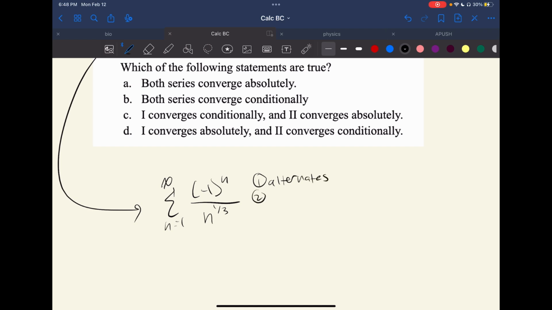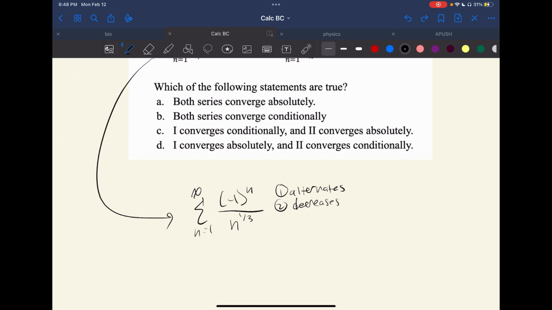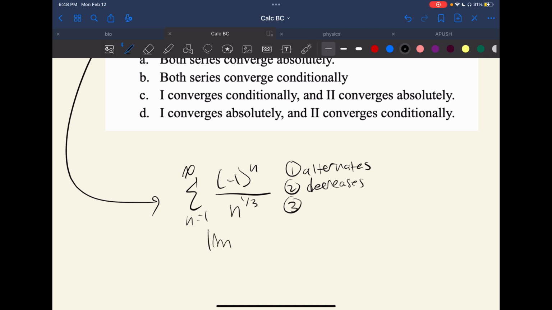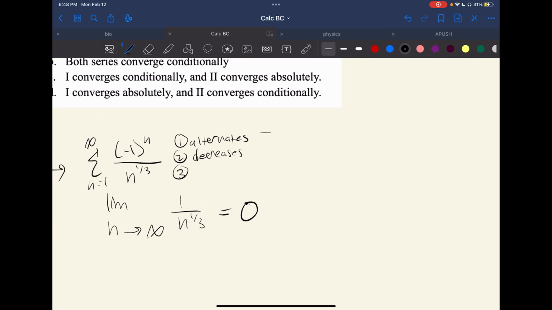Number 2, it is decreasing because as n increases, this is going to become bigger in the denominator and the number is going to become smaller and smaller. And if you approach the limit as n approaches infinity of 1 over n to the 1/3, that's going to equal 0. So based on all of these, this will converge.